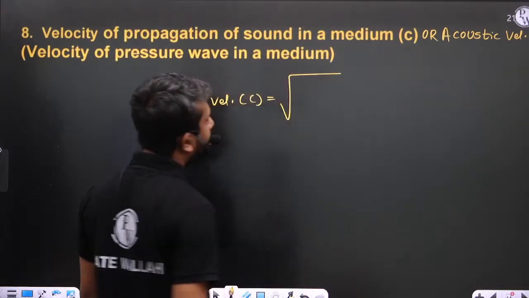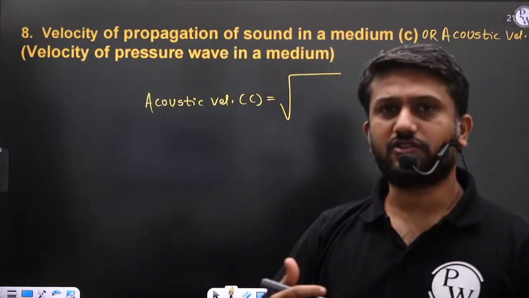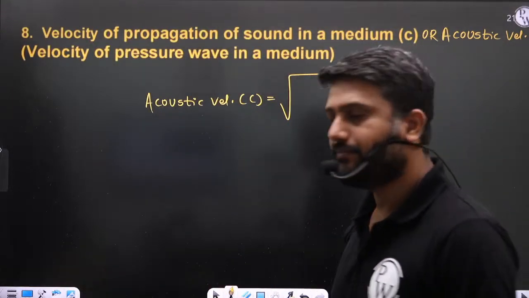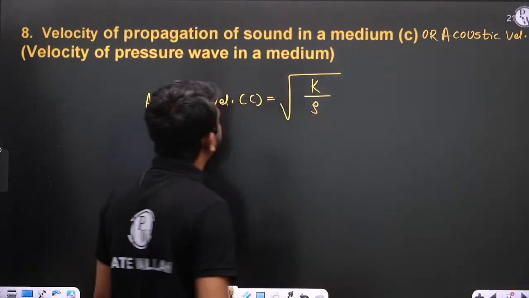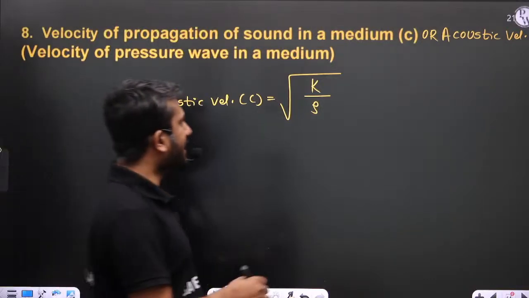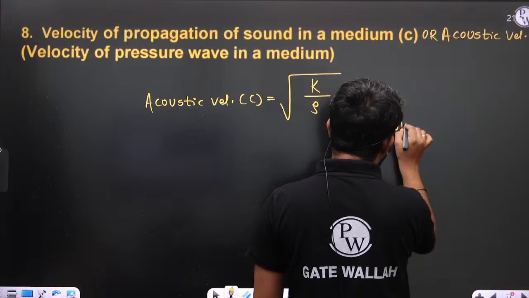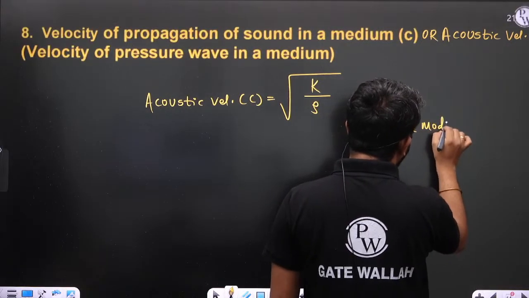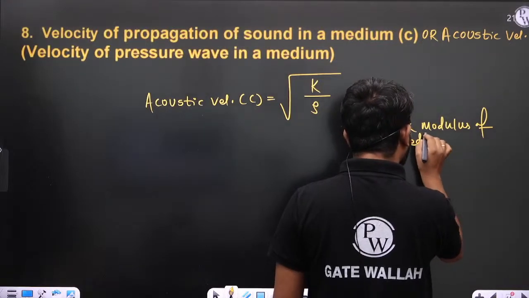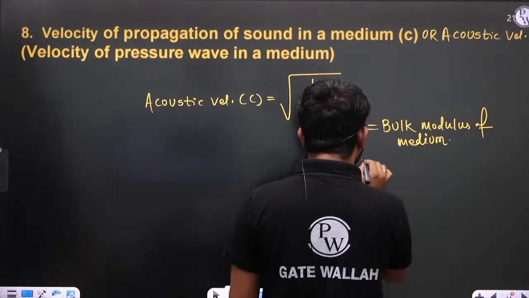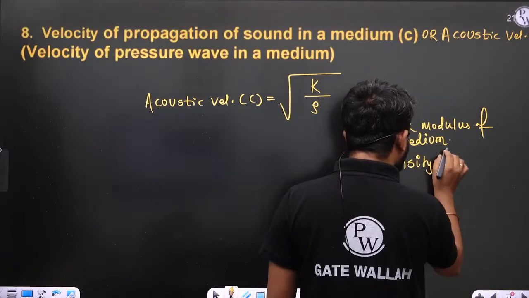It depends on the bulk modulus of the medium and the density of the medium. So C is equal to root over K by rho. And what is K? K is the bulk modulus of the medium. And what is rho? Rho is the density of the medium.